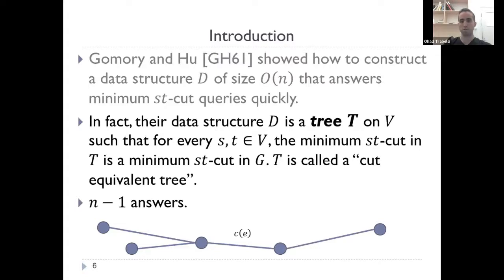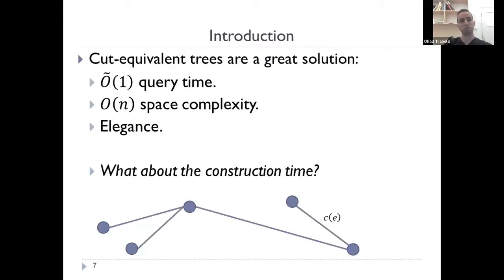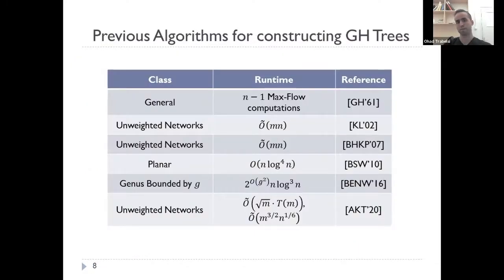And note that there is also a weaker notion that is called the flow equivalent tree that only preserves the flow values rather than also the cuts. Note also that there could be at most n-1 answers. Now, the cut equivalent trees are a great solution because the query time is very fast and the space complexity is linear. They are very elegant. But what about the construction time? So in the general case, it takes n-1 applications of max flow. And there are some fast algorithms in special cases, notably the unweighted version.